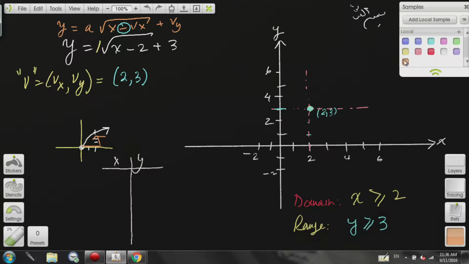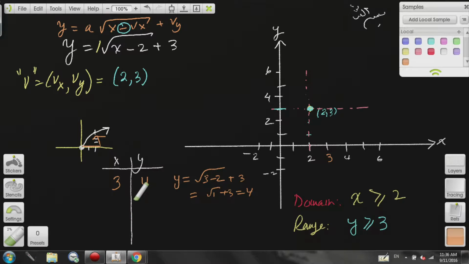Alright. So I need some values. Let's pick 3. I can pick 3 over here. So what's y when x is 3? Easy enough. I substitute 3 for x, so it's the square root of 3 minus 2, plus 3. That's square root of 1 plus 3. Square root of 1 is 1, plus 3 is 4. Okay, I got one more value over here.